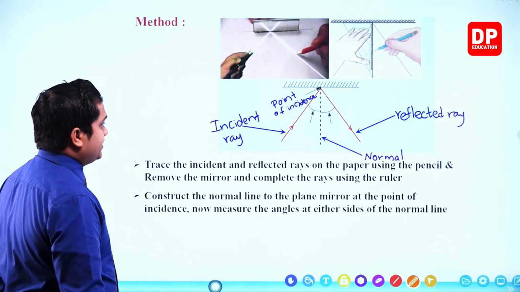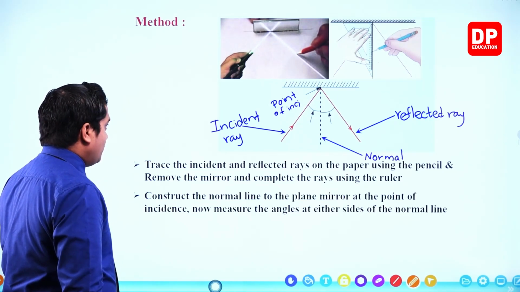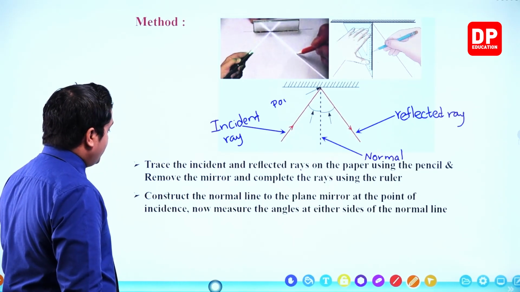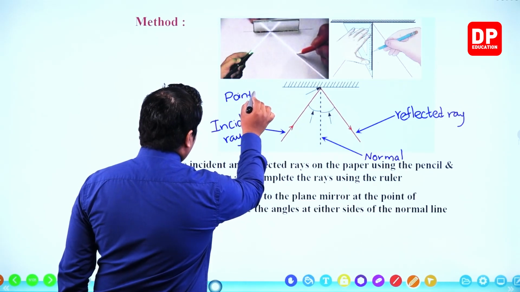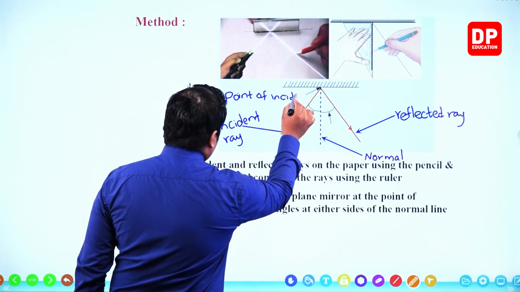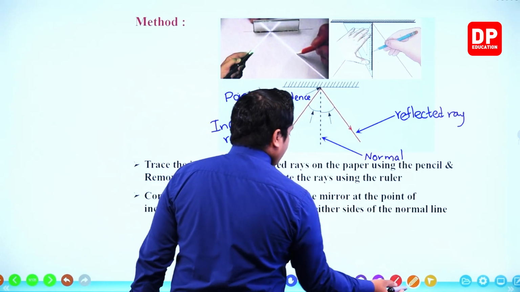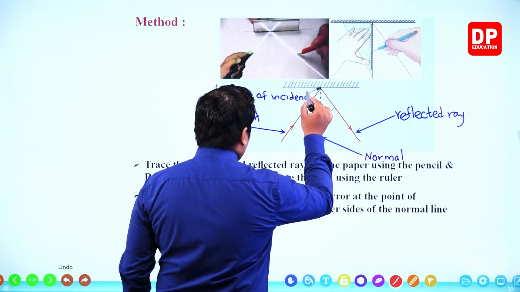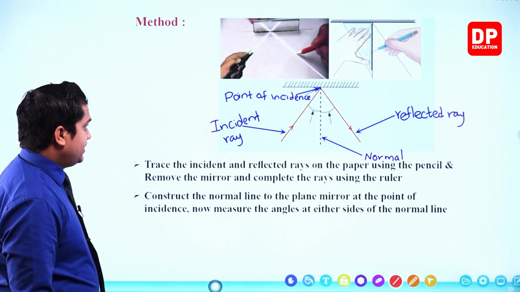Point of incidence. This is the point of incidence, my dear children. I'll mark it, or else I'll write it like this, in order to observe very clearly. So, point of incidence. This is the point of incidence, right?